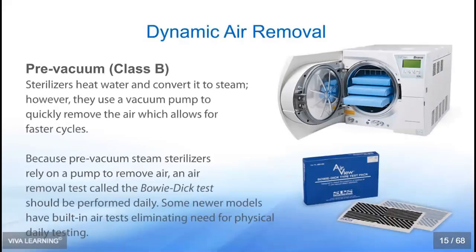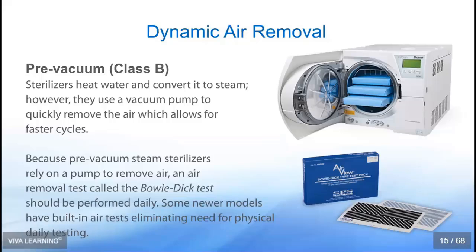The next type is dynamic air removal. And with dynamic air removal, there are two different methods. So the dynamic is the type. The methods, one of them is called a pre-vac. In Europe or Canada, they might be called a Class B sterilizer. What happens with these is they work by using a vacuum pump or an ejector that ensures the air removal from the sterilizing chamber before the steam is admitted into the chamber. And so this type of process is dynamic because there's a pump or an ejector, and it's also going to be much more efficient. It's going to be faster because you don't have to wait for the steam buildup.